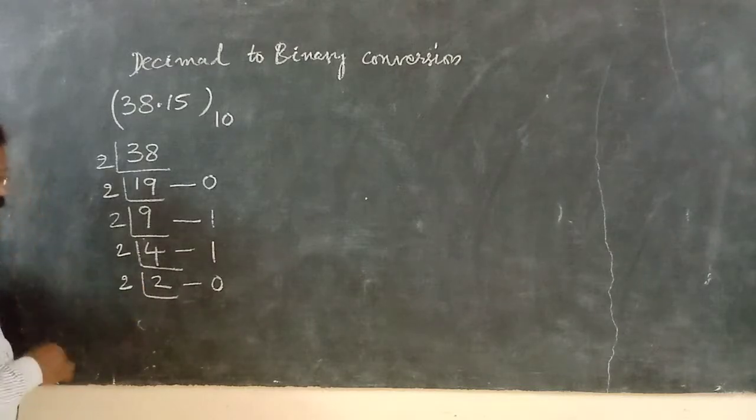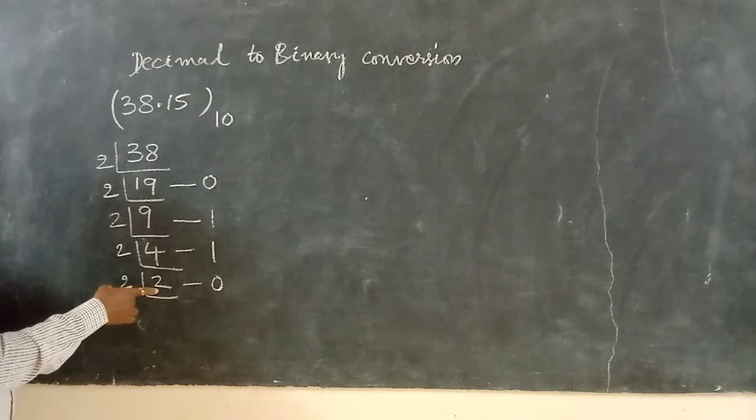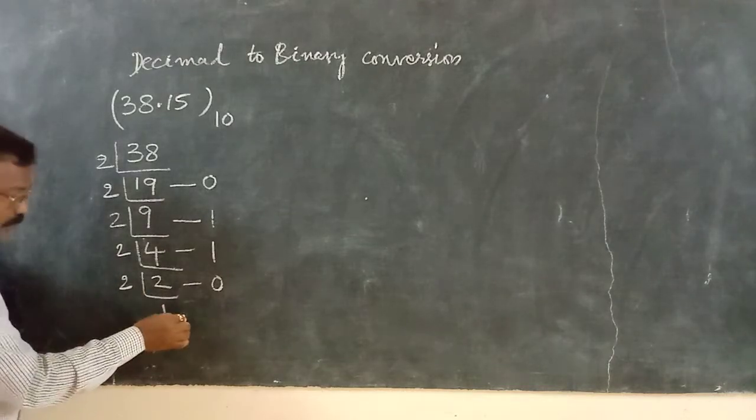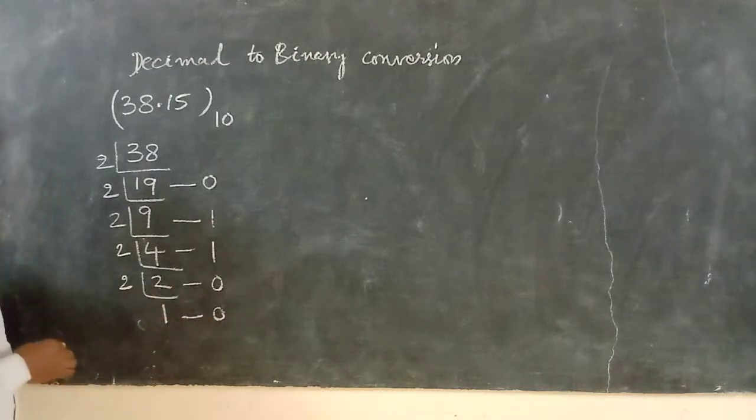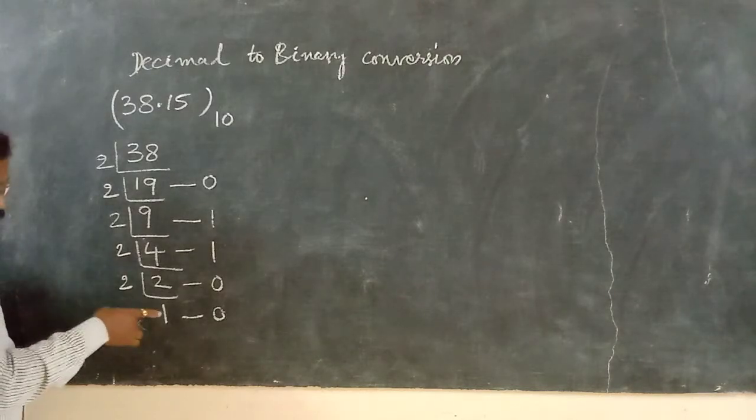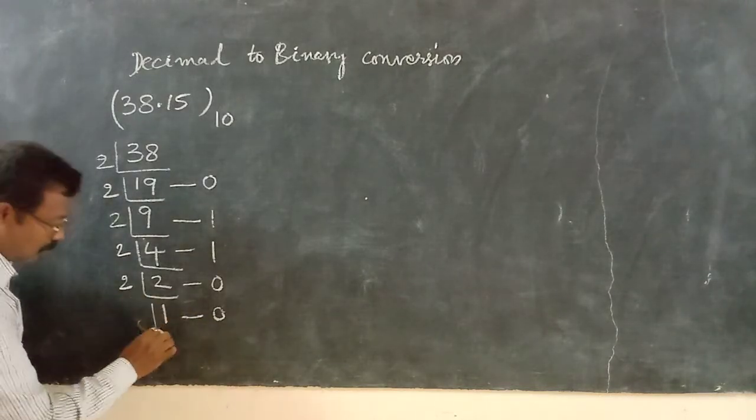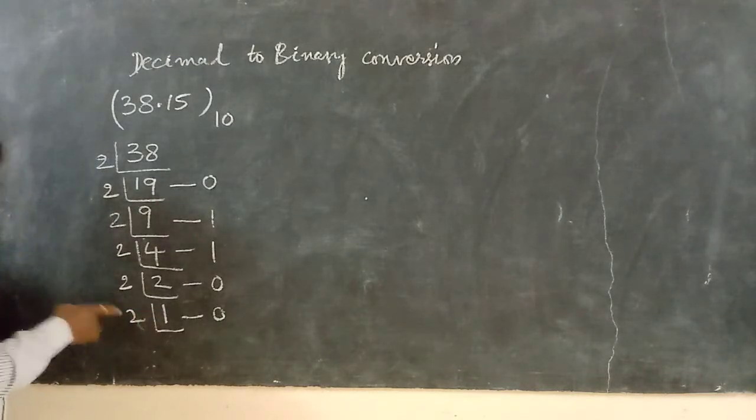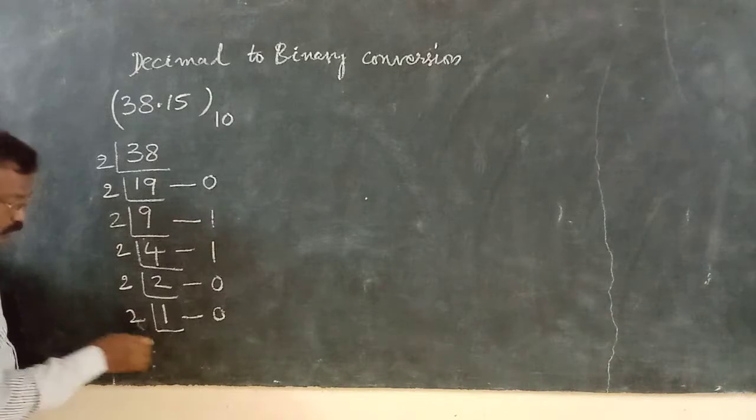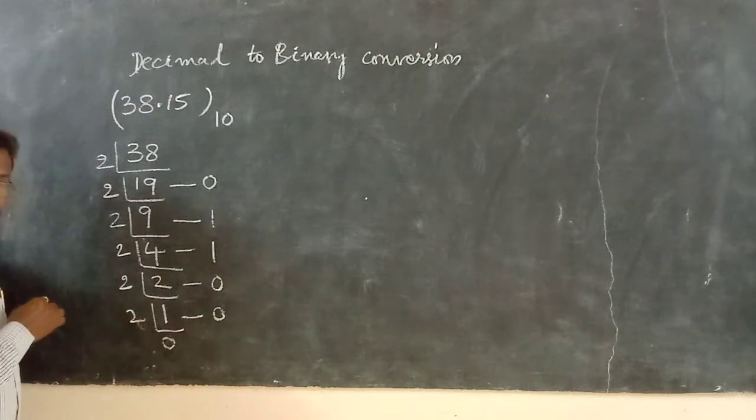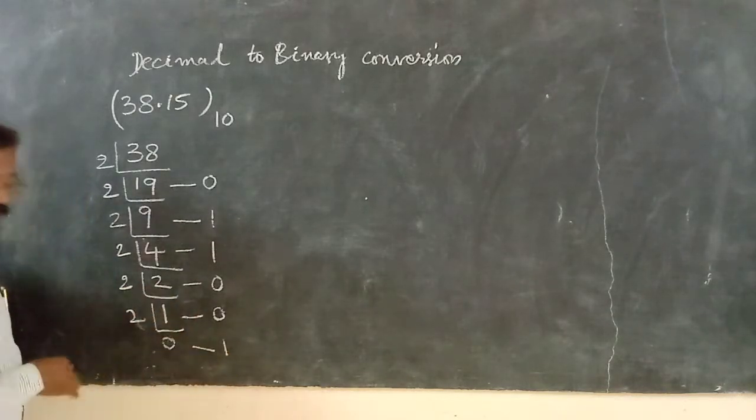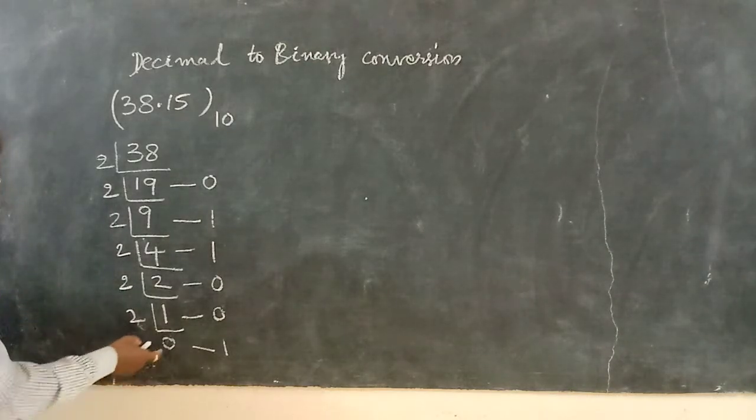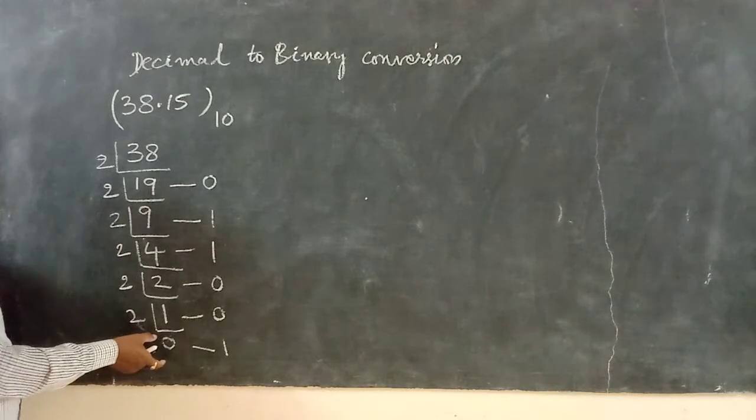Now you have to divide this quotient by 2. 1 twos are 2 and the remainder is 0. Now you have to divide this quotient by 2. 0 twos are 0, and the remainder is 1. Now there is no possibility for division.